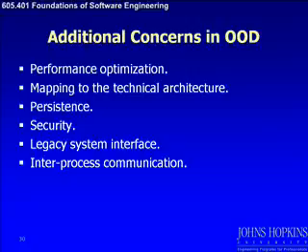And there are lots of other concerns that we sort of, I wouldn't say ignored, but that weren't really germane to the analysis modeling, but they are very definitely part of the design modeling, such as performance. We have to worry about performance optimization. We have to map to the technical architecture. We have to worry about persistence. Persistence of objects means that the objects, as you know, run in memory, right? And if the memory is turned off, the data of those objects goes away.